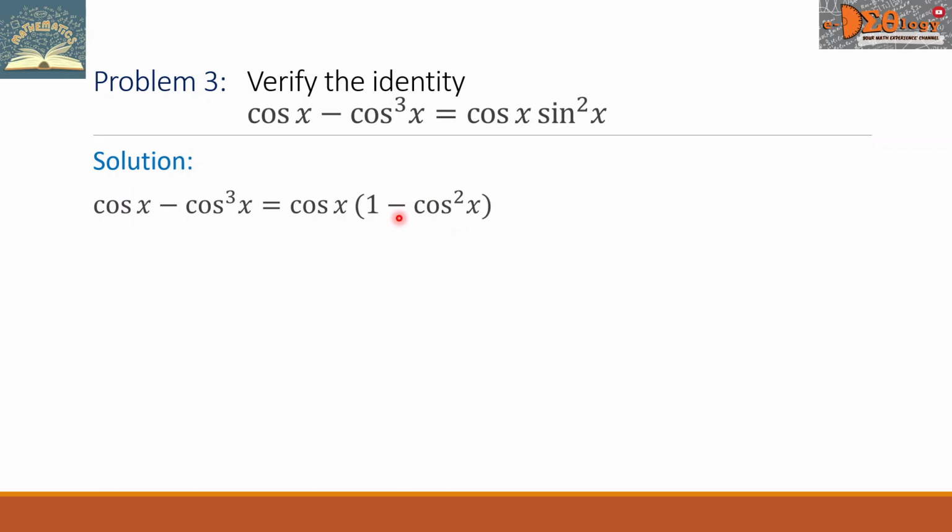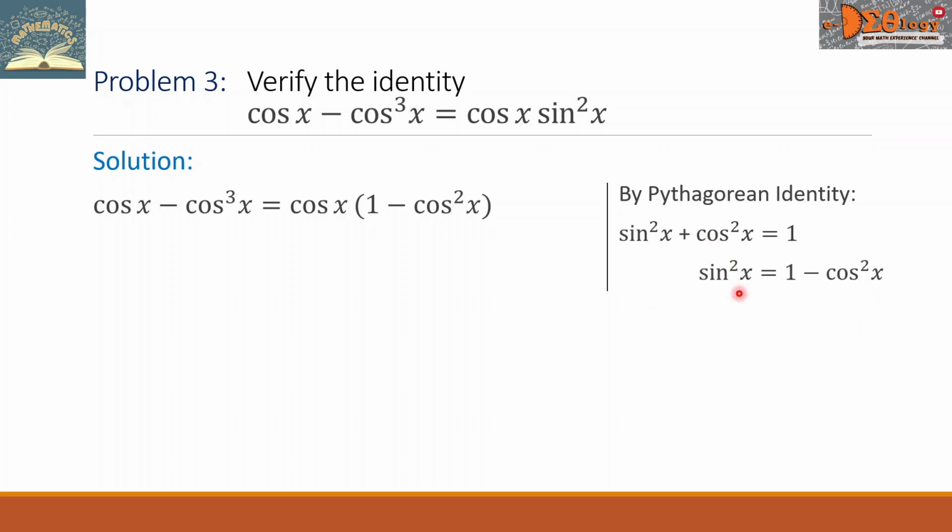With regard to this 1 minus cosine square x, remember that we have this identity, the Pythagorean identity that says sine square x plus cosine square x equals 1. From here, this cosine square x we transpose to the right. So the sine square x is isolated. That is equal to 1 minus cosine square x. On the right side, this is the value in our equation here. That means we can replace this by the sine square x. So it becomes like this, cosine x times sine square x. From here we stop because this is already equal to the right hand value.